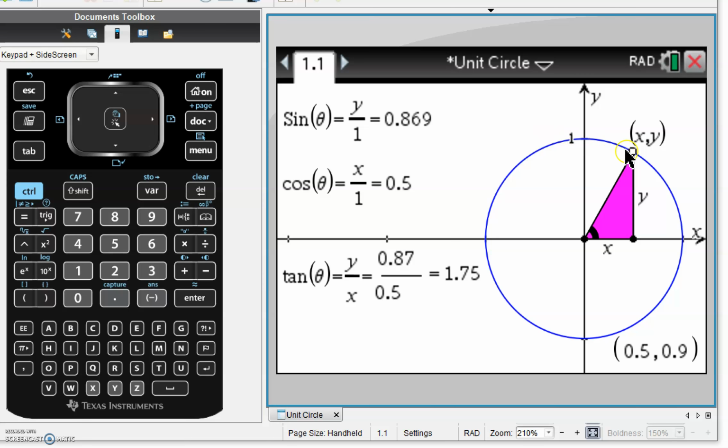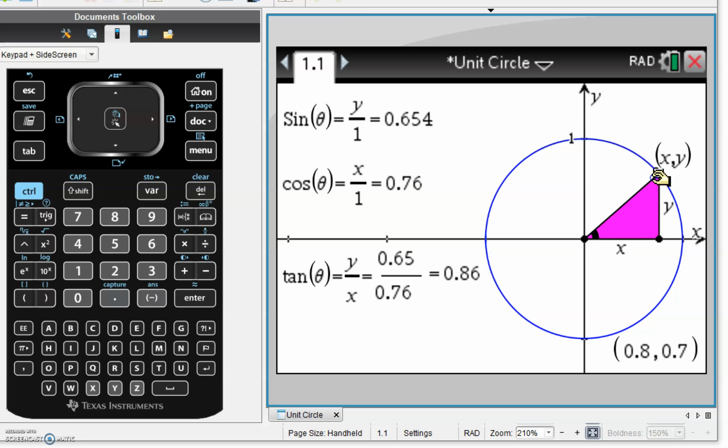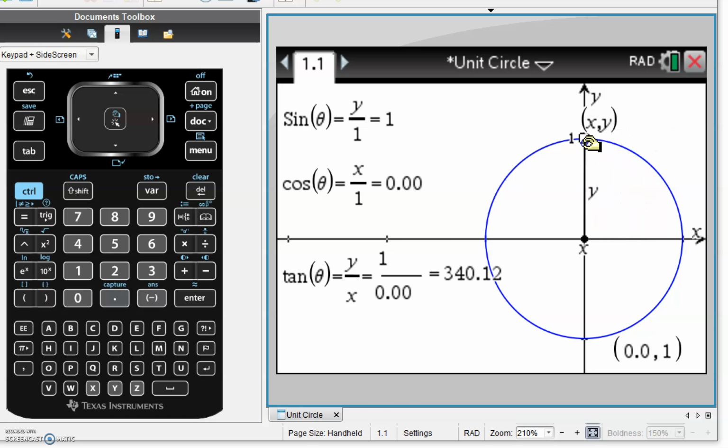So as I bring this point closer and closer to 90 degrees, again, we said that the sine is the y value. I think you should agree when I get to 90 degrees, the y value is 1. So the sine is 1. And the cosine is the x value. At this point here, we could tell that the x value is 0, so the cosine is 0. And then tangent would be y over x, or 1 divided by 0, which, ignore this, that doesn't make any sense. 1 divided by 0 you can't do, so this should say undefined, okay?